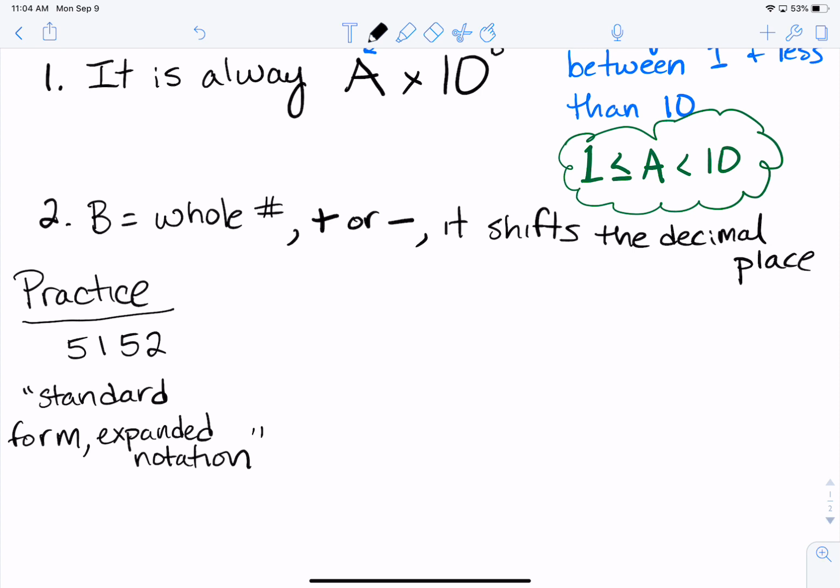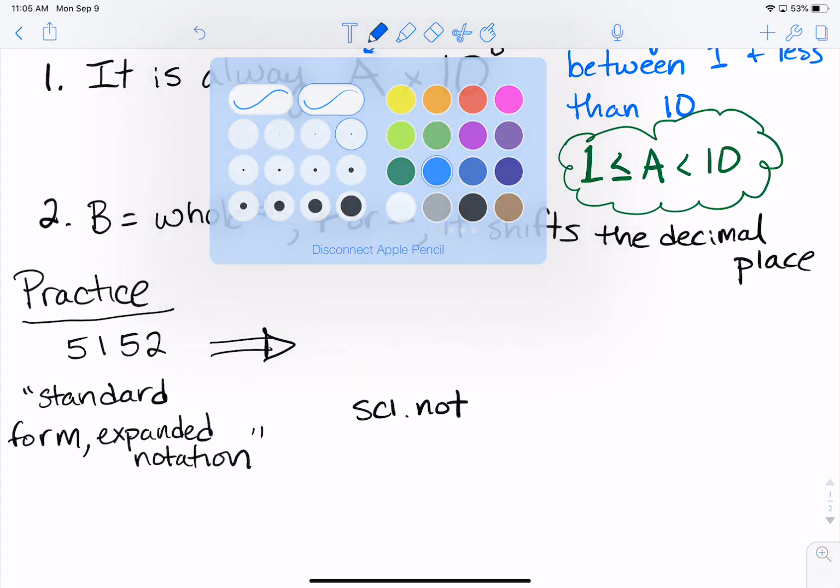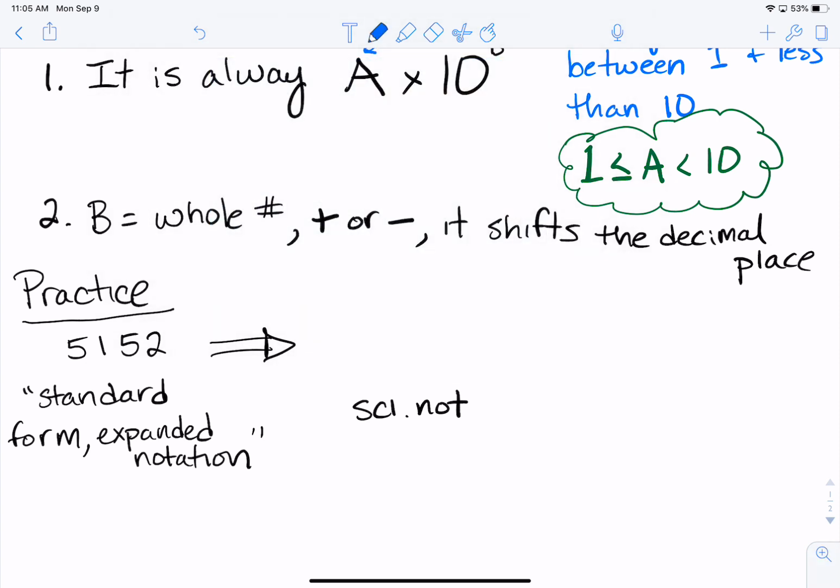So if I were to convert this into scientific notation, would I say to myself, let's see, let's convert this to scientific notation. Where do I wish the decimal would be? Right now it's right here. Where's my wish? After the first 5. Perfect. I wish it was right here. So let's make that happen. Let's just put it there.